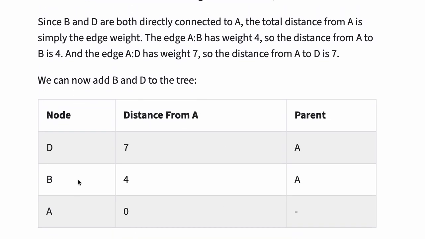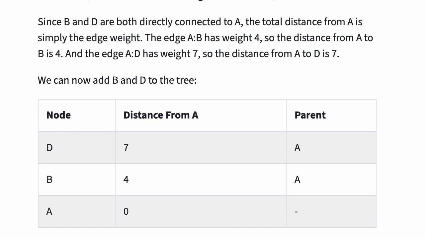Let's now add B and D to the tree. The tree is a stack, so we push to the top. Next, let's take a look at node B. Node B's neighbors are C and A.